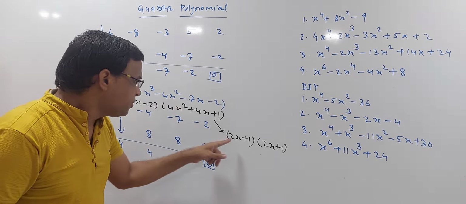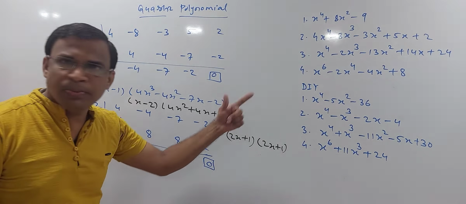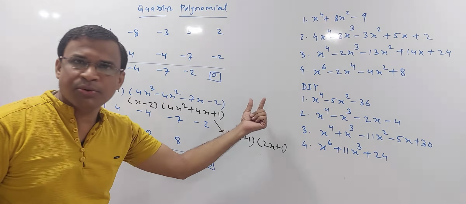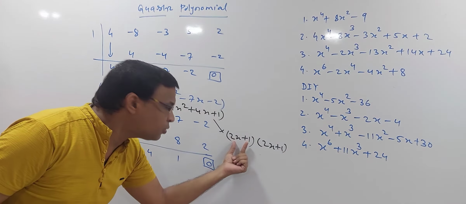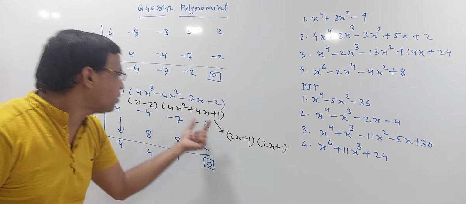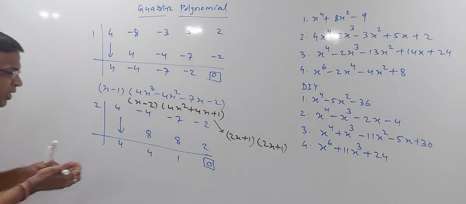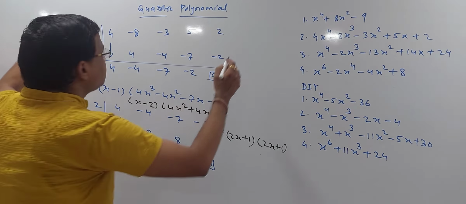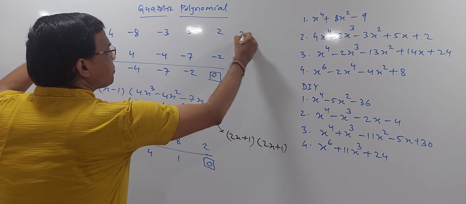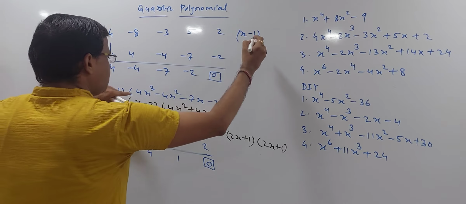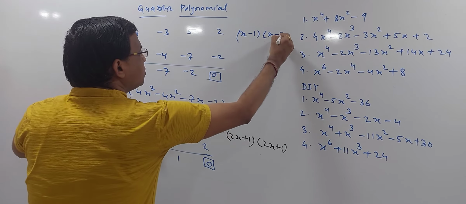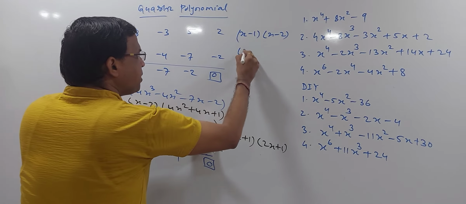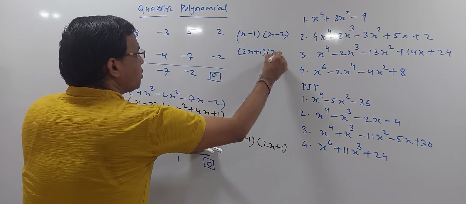Check out this 2x plus 1 whole square, the a plus b whole square identity. So 2x whole square is 4x square plus twice ab is 4x plus 1. So it is the same. So your final answer for this question, I am writing it in detail here. It is x minus 1 into x minus 2 into 2x plus 1 into 2x plus 1.